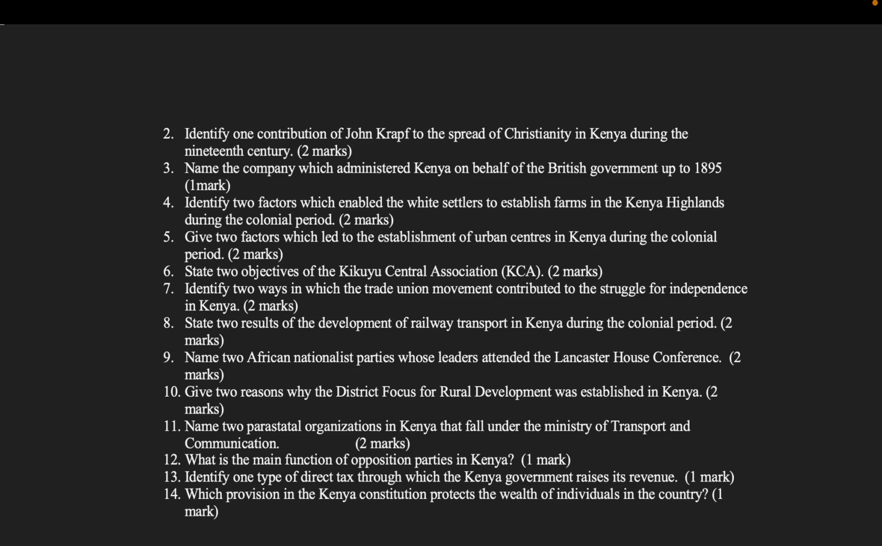14. Identify two types of taxes through which the Kenya government raises revenue. Export tax. Import tax, customs duty. Excise duty. Sales tax. Income tax. Value added tax, VAT. Pay as you earn. 15. Which provision in the Kenya Constitution protects the wealth of individuals in the country? The right to own property. The Bill of Rights.